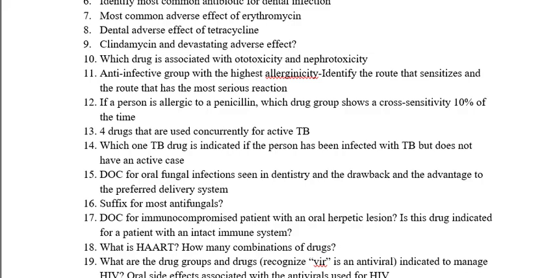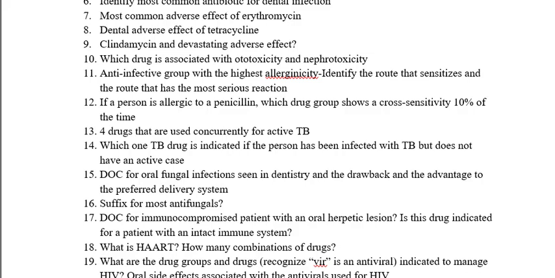Suffix for most antifungals is azole. Now don't confuse it with prazole, right? Which is something for GERD. It's just azole, A-Z-O-L-E. Drug of choice for an immunocompromised patient with oral herpetic lesion, acyclovir.